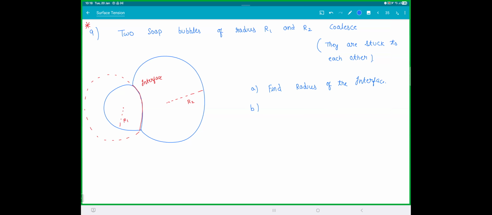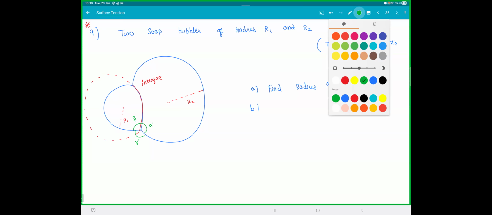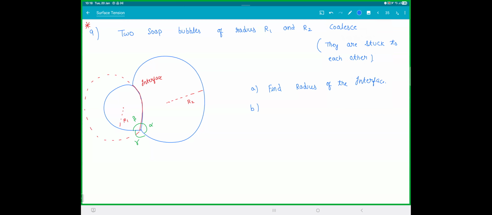And find, now when you look at this, here, at this point, you actually get angles. This angle is alpha, this angle is beta, and this angle is gamma. So alpha, beta, and gamma are the angles at the point where the three surfaces meet. This is the point where R1, R2, and R meet.